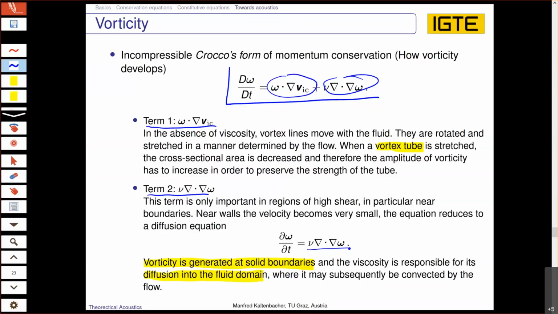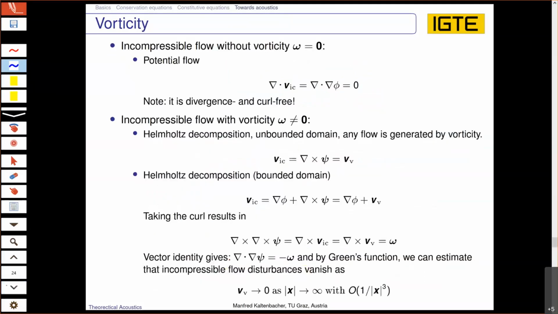Yeah? So you get more insight into a flow when you have this kind of physical model behind, even if we do some simplification there as we have done here. We have the Crocco form of the momentum conservation for the so-called incompressible flow model. So, incompressible flow without vorticity? Well, this is also possible, yeah. And as you know, we call this the potential flow.